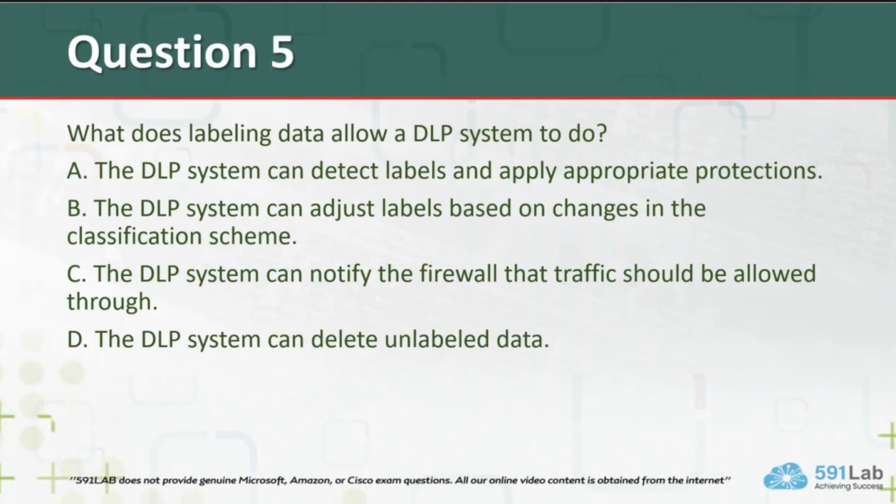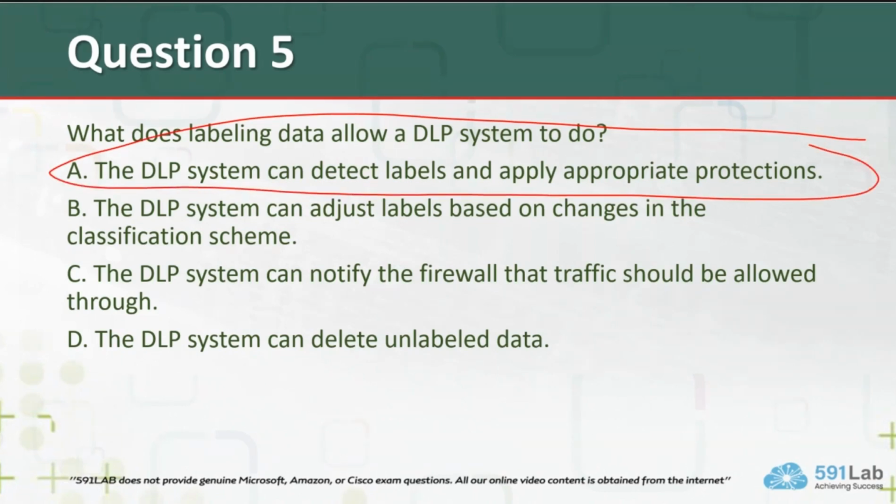And of course, we cannot hold data, but we can have labels and policy to distinguish the valuable information and prevent it from being shared by employees intentionally or unintentionally. So labels can be used to assist with this methodology. The DLP system can use the labels on the data to determine the appropriate controls to be applied on the data. So in this case, the answer is A. Detect labels and apply appropriate protections.